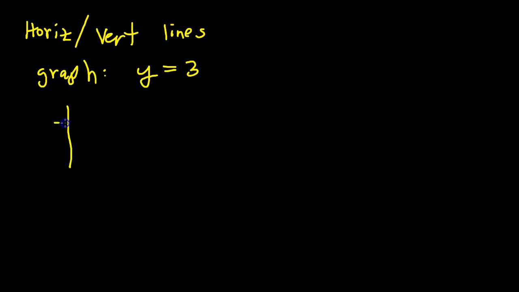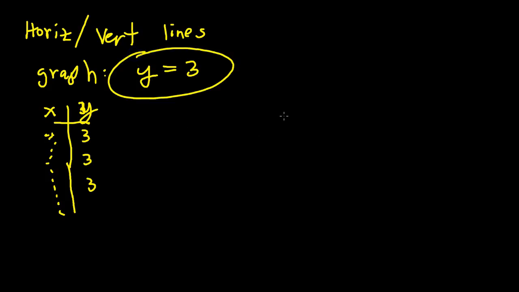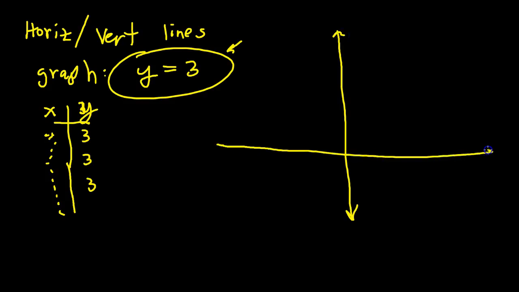In essence, you're saying it really doesn't matter what x is. Y is always going to be 3, 3, 3. So x can be anything and y will always be equal to 3 in this equation, right? This represents the set of all points in the xy plane that have a y coordinate equal to 3.